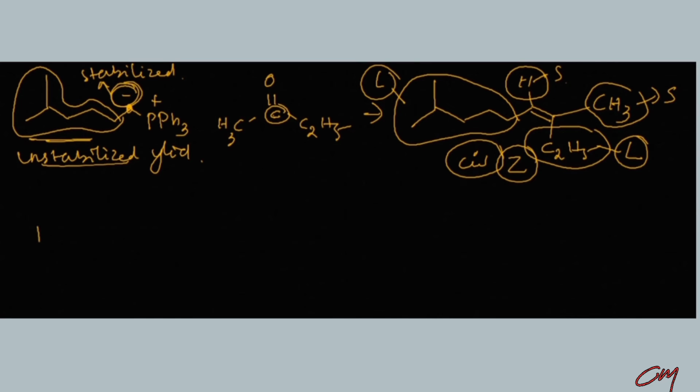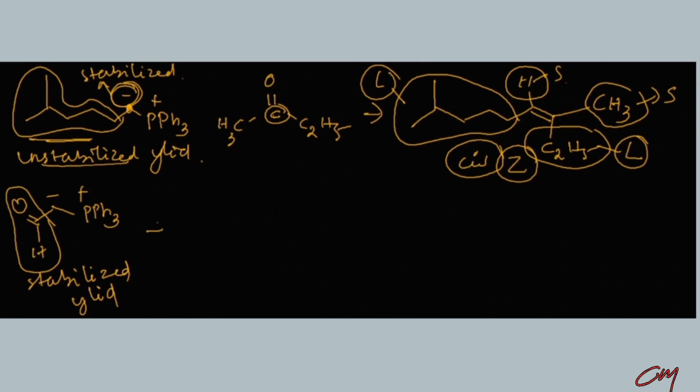But if we take the halide that has an electron withdrawing group, this one, this is an electron withdrawing group, right? So this is a stabilized halide, and we provide the same carbonyl compound. Okay. So what will be the product now? The product now will be a trans.